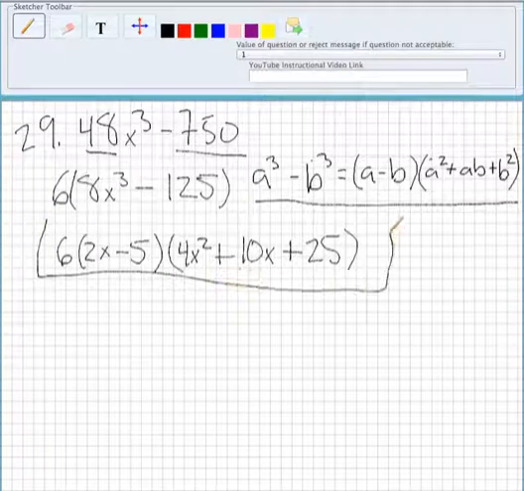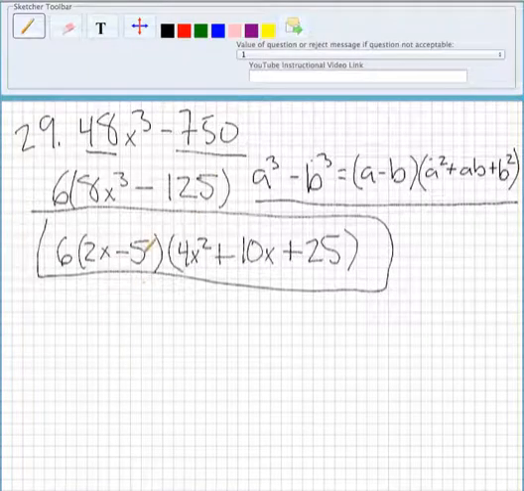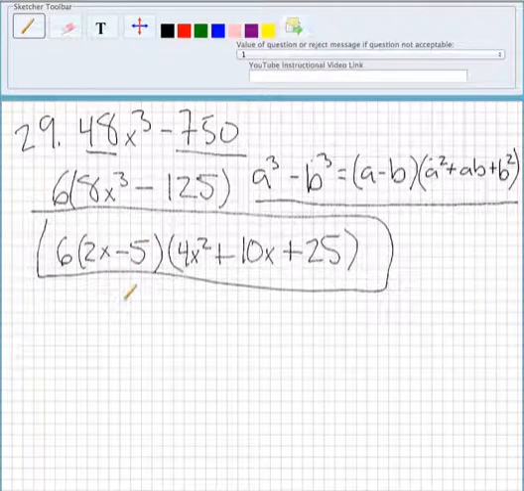We can't factor this down anymore. So this is the first expression factored completely out. All right.